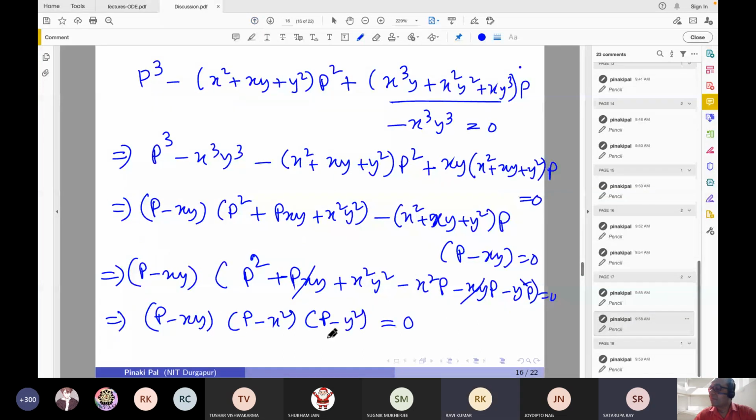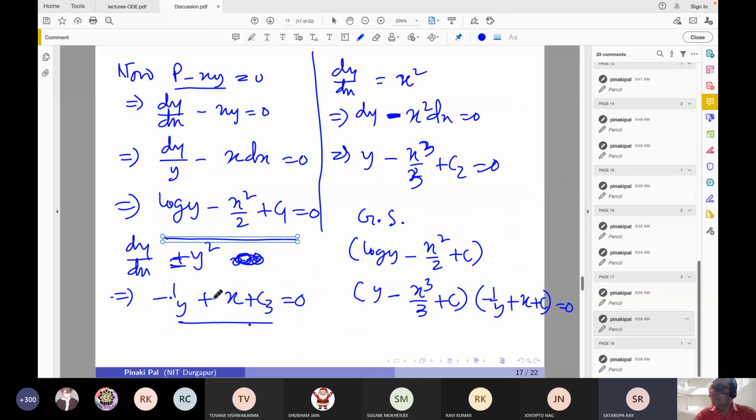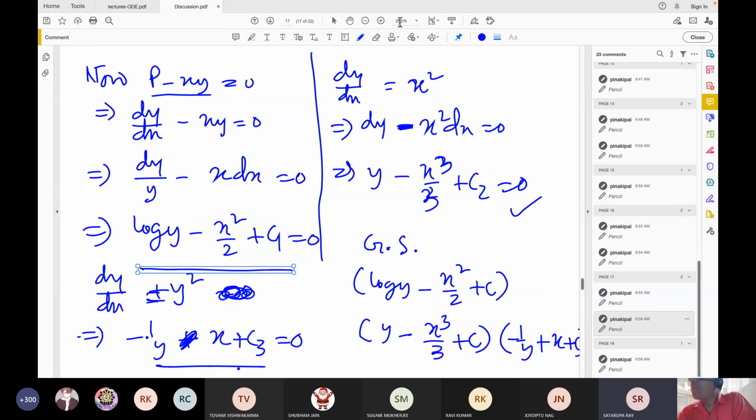Sir, minus 1 by y minus x minus c. So minus x minus c3. From this equation, you can derive p is equal to y square. If you just differentiate this, you will get this. Similarly, from this, if you differentiate, you will get p is equal to x square. Now, look at the final form.